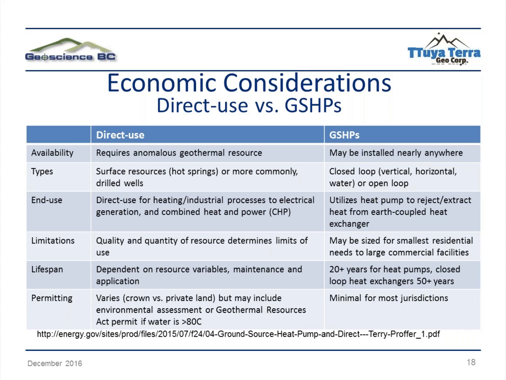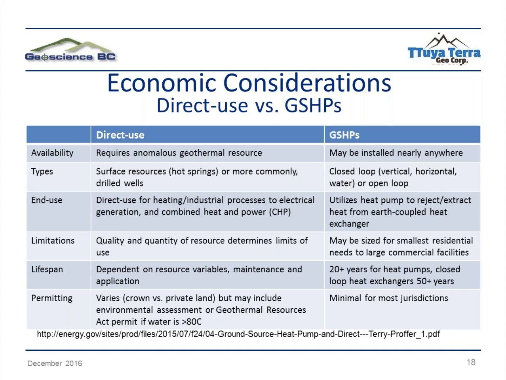And for direct use, similarly, if you've got a system that is manifested at the surface, you know that you won't be drilling very far to extract that resource, but you would likely be drilling deeper, and so your costs increase considerably the deeper you have to go. In terms of end uses for direct use, the higher temperature resources could be used for industrial processes up until electrical generation, and using those combined in combined heat and power systems.